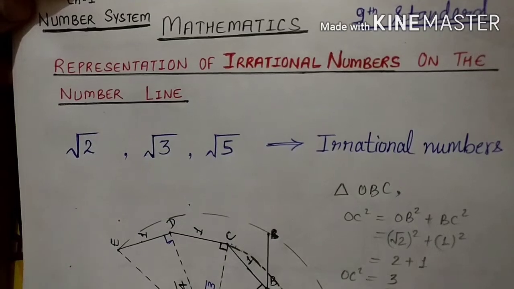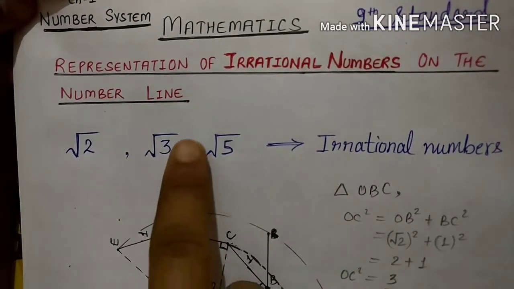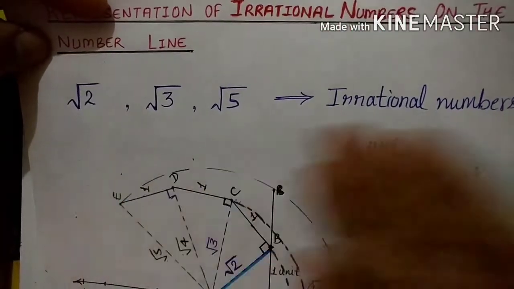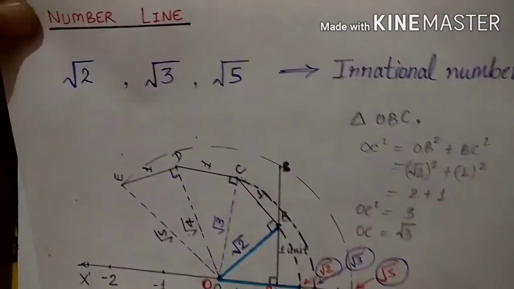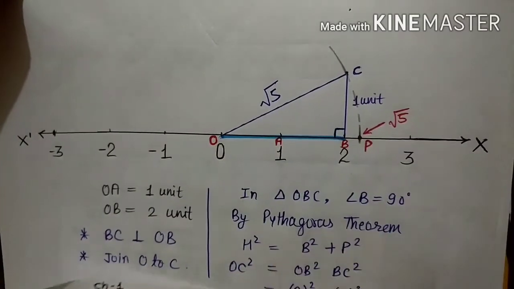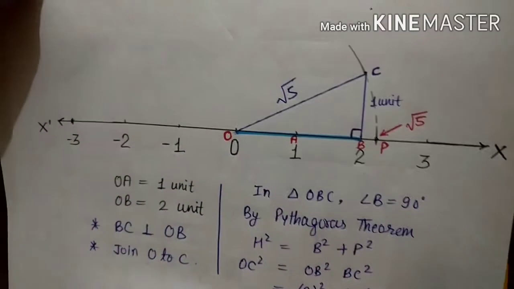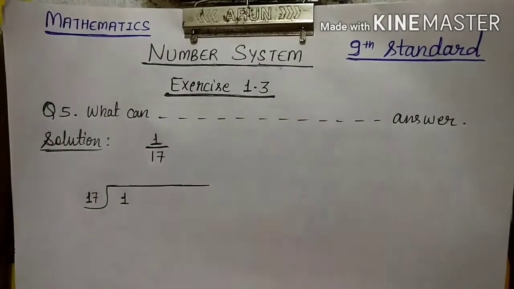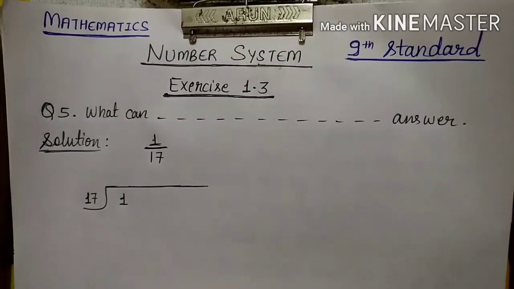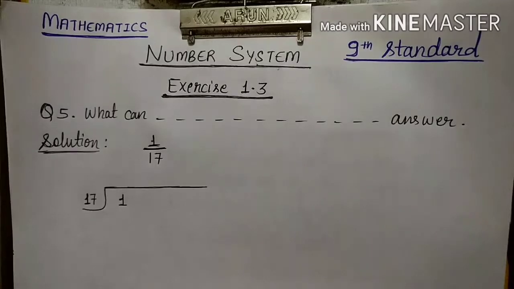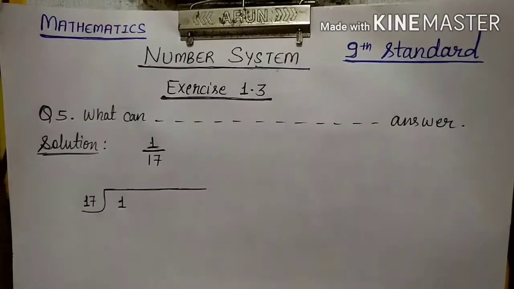Hello my dear students, in our previous video we learned about the representation of irrational numbers on the number line, where we represented irrational numbers like root 2, root 3, root 5 on the number line, and on the basis of that we solved one question in which we had to show root 5 on the number line. So now today we are going to solve the remaining questions of exercise 1.3. In question number 4 I solved some questions and gave you some pattern questions also. So now we are going to solve the remaining questions.